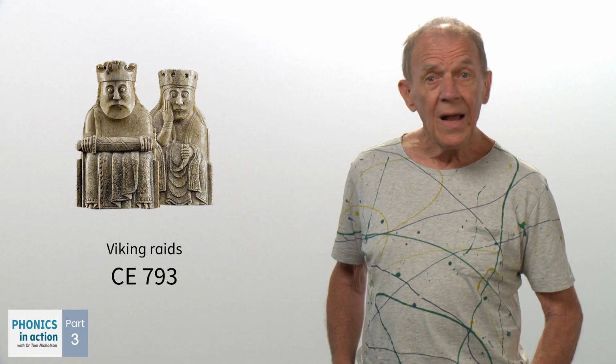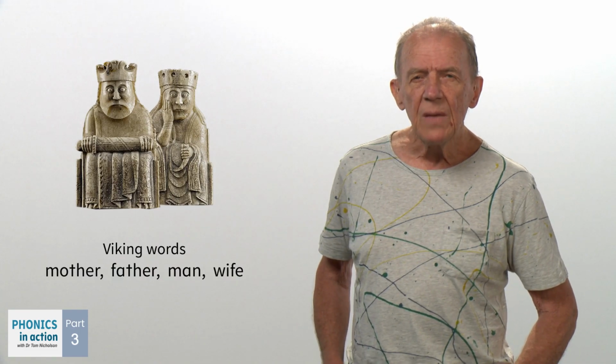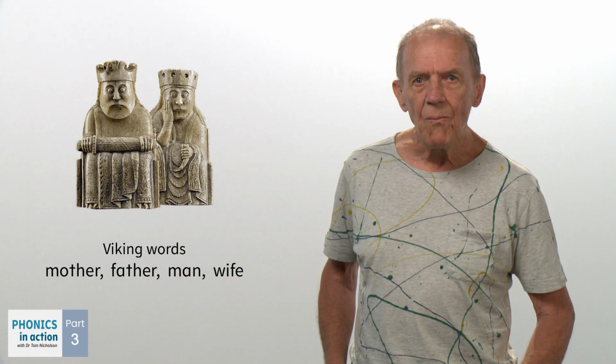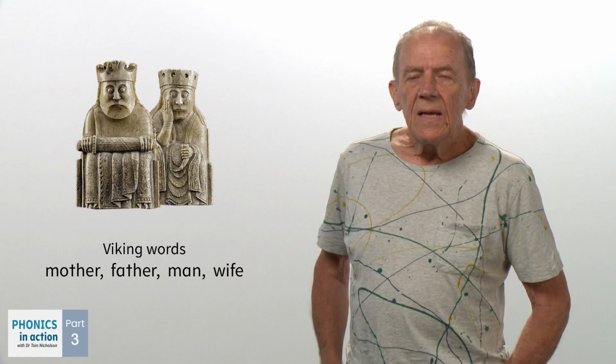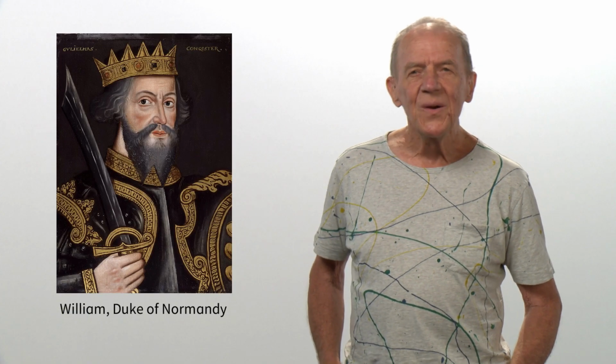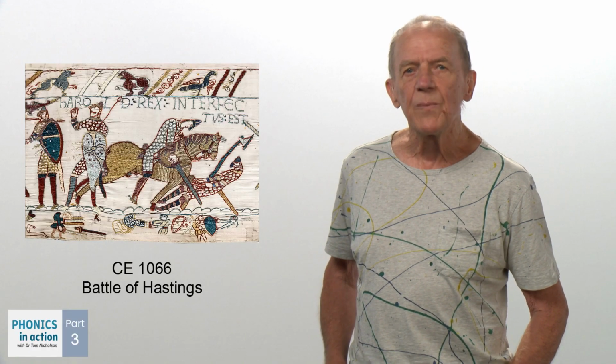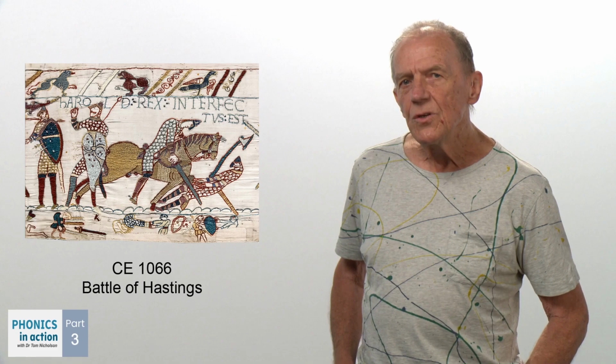During that period, in 793, the Vikings from Scandinavia began raiding England, and hundreds of their words came into the language. They brought words like mother, father, man, wife. Then, in 1066, William, Duke of Normandy, invaded England and defeated King Harold at the Battle of Hastings. After the Norman conquest of England, French became the official language. For the next 300 years, it was the language of the upper classes. The French nobility thought Old English was the language of peasants.